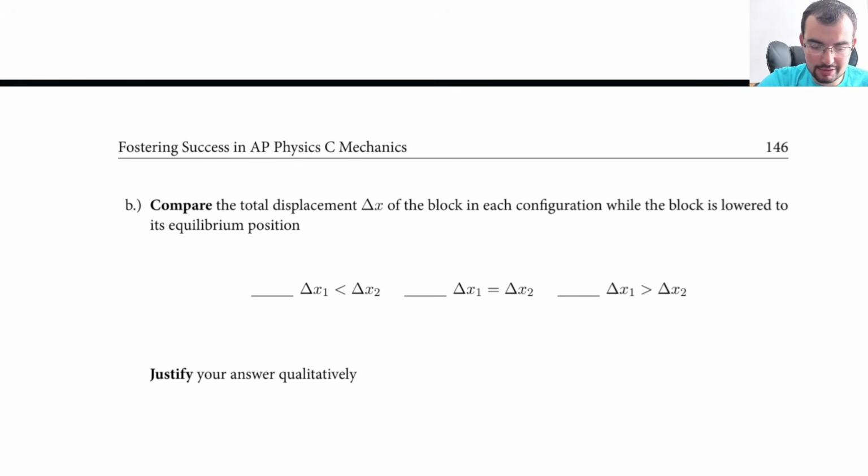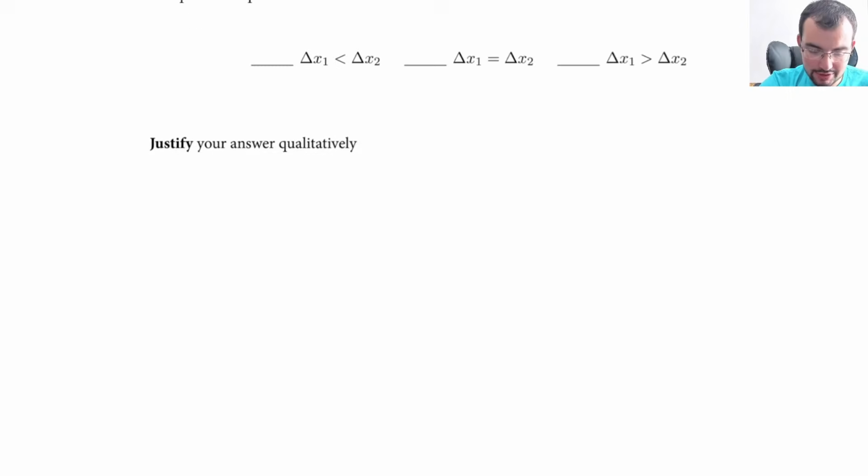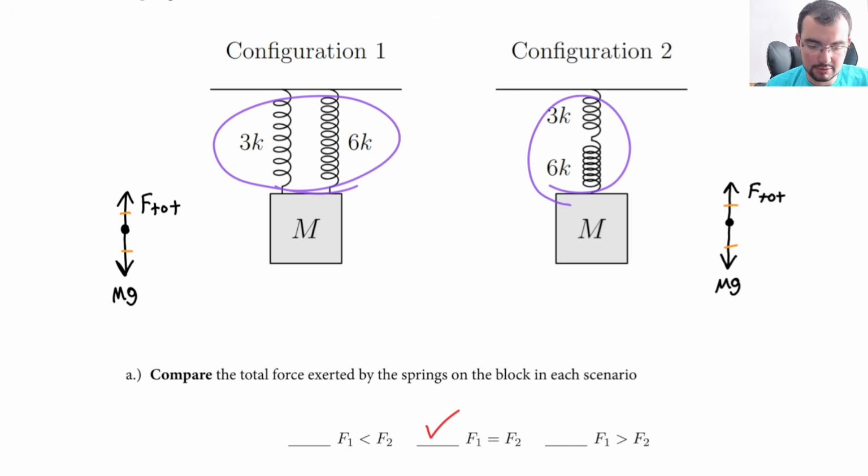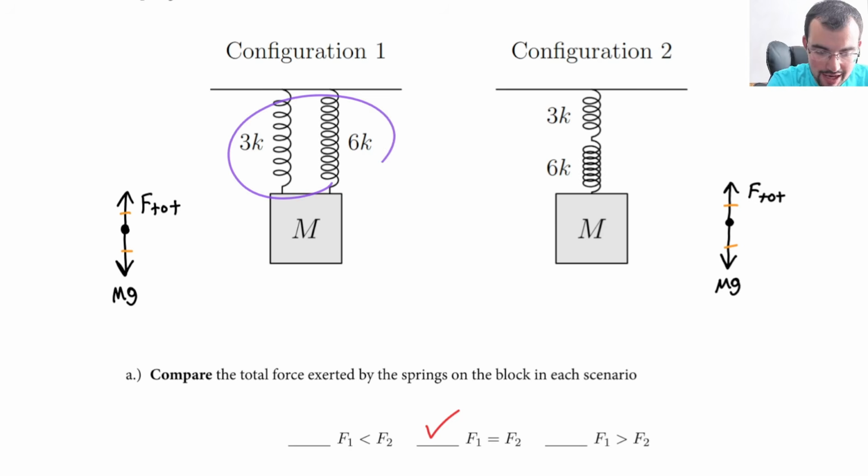And then we want to compare the total displacement of the block in each configuration and justify our answer. So here's where we deal with some knowledge of series and parallel. This is good just to memorize, just know this. So we have the same springs, we add them in series versus we add them in parallel, and I just said it backwards. We add them in parallel versus we add them in series.